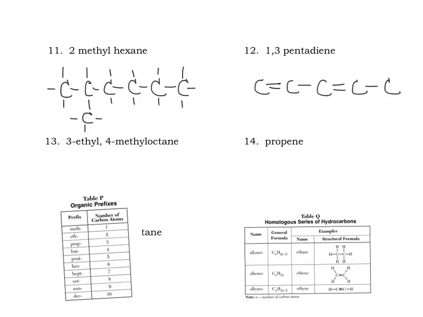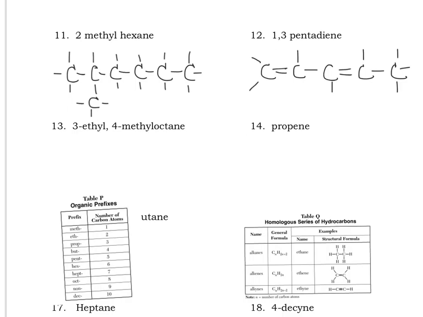This is where you need to be super careful that you only have 4 bonds on each carbon, because this carbon already has 2. I'm only going to add 2 more. This carbon already has 3, so 1 there. Doesn't matter if you go up or down. I know this is nonpolar, so I'm trying to make it symmetrical.